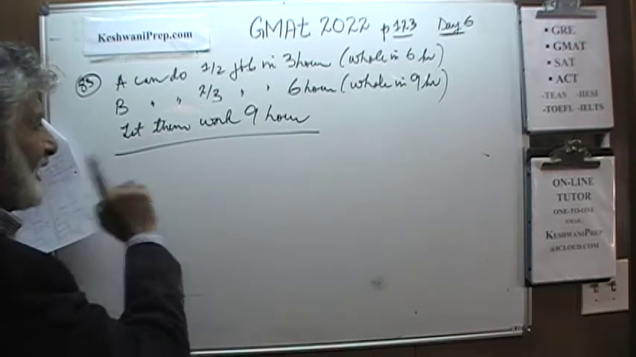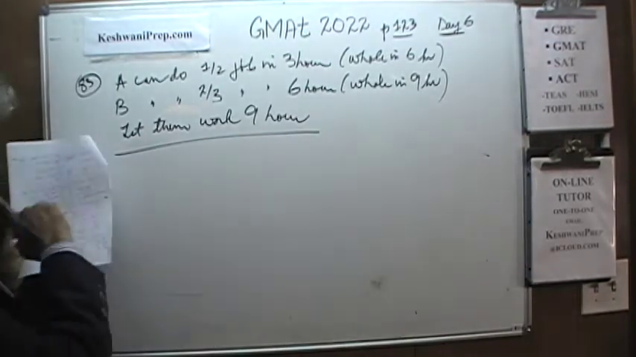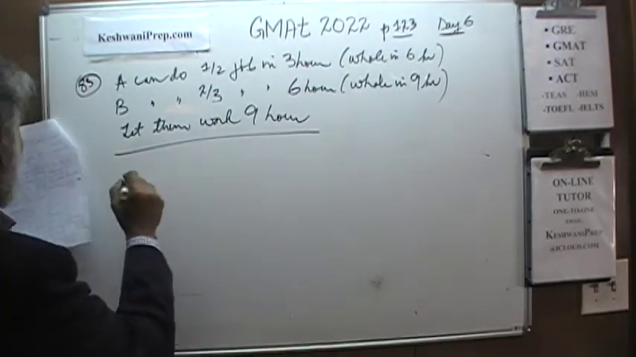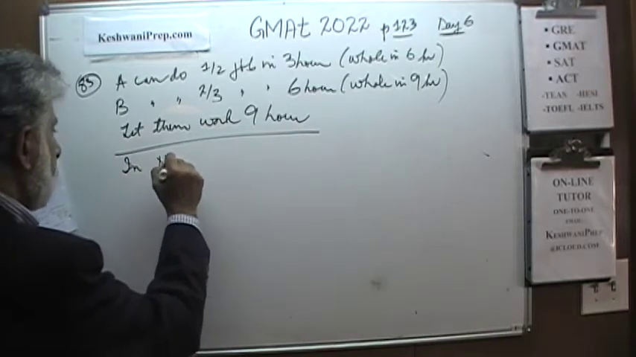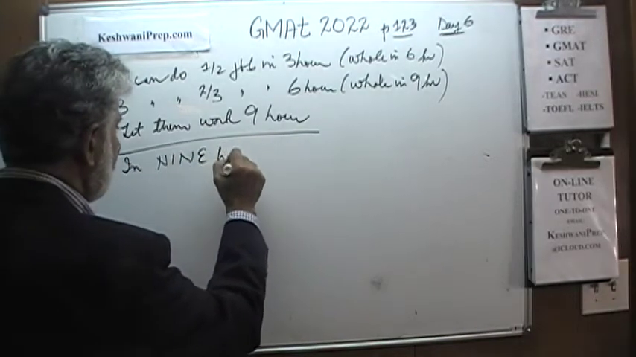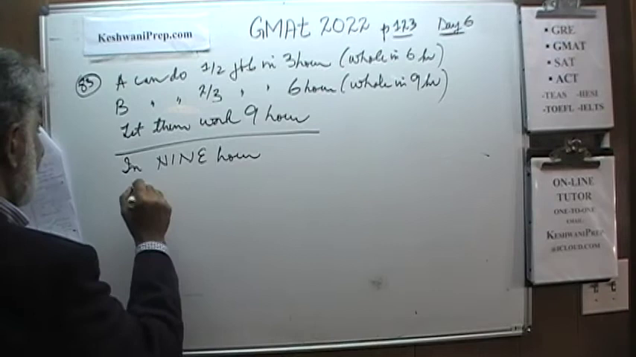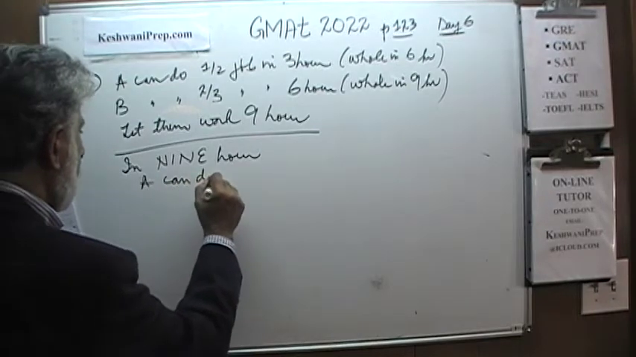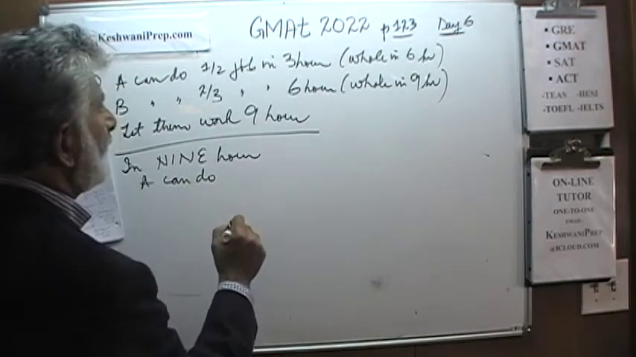Now that I think about it, 18 would have been nicer, but it's already too late, I already wrote it down. Let them work 9 hours. So in 9 hours, how long can A do in 9 hours?